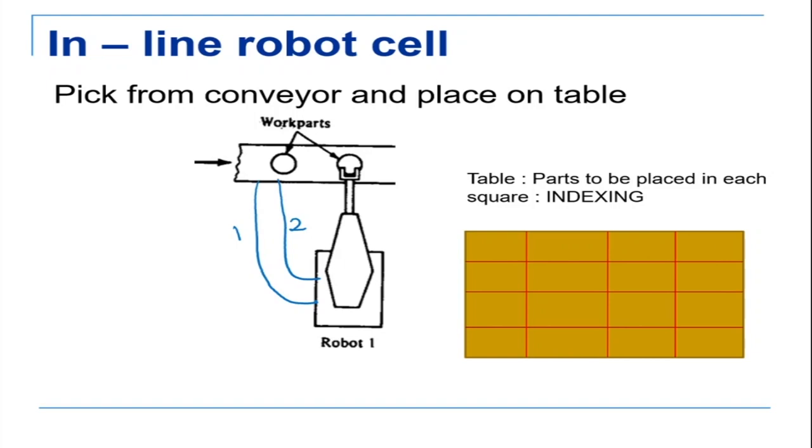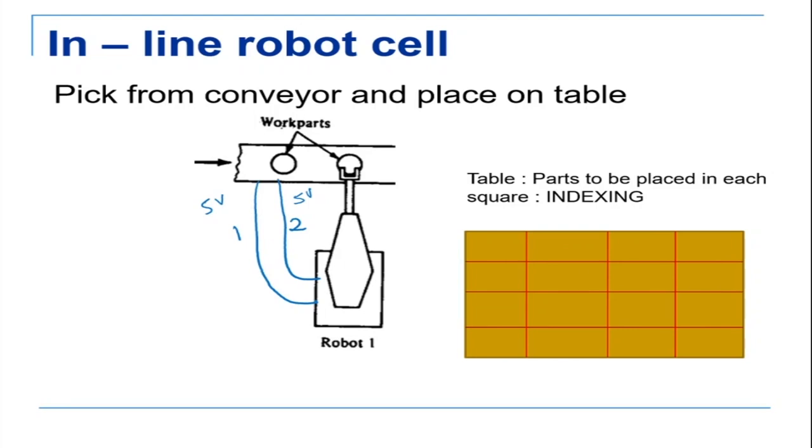How this communication can take place is essentially by passing voltage. If I pass a high voltage, say 5 volts, in channel number 1, the robot understands that the part has come. And after it has picked up the part, it will make this 5 volts on channel number 2. So now the conveyor understands that the robot has picked up, so I should start again. Now another interesting feature here.